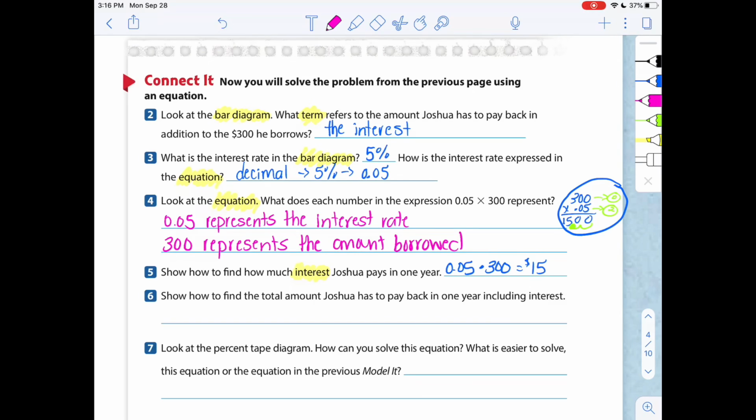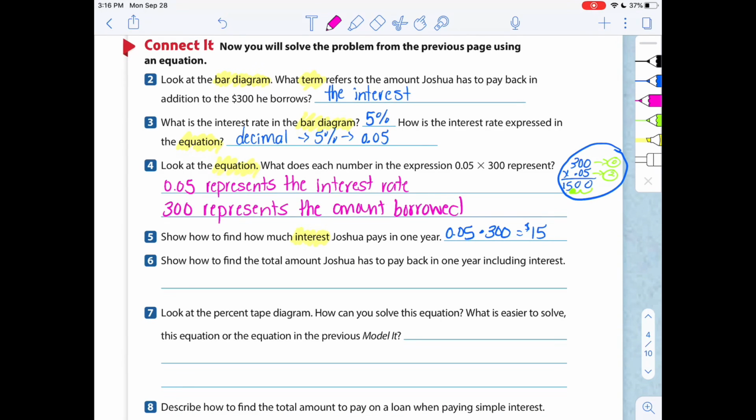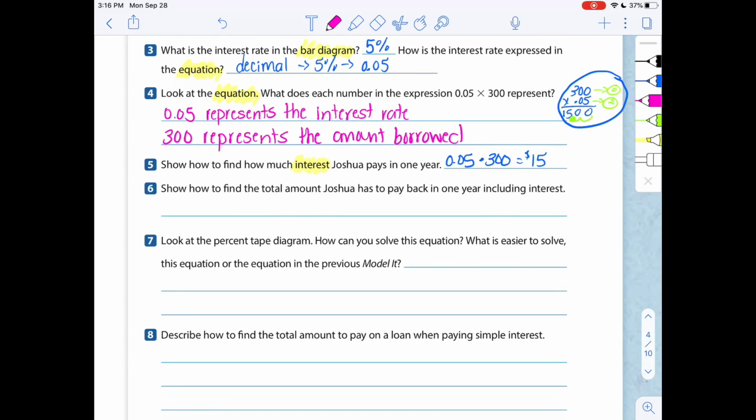Next, we want to show how to find the total amount he's going to pay back in 1 year, including that interest. So remember, how much did he borrow to begin with? He borrowed $300, plus he has to pay back that interest. Well, we just calculated in number 5 the amount of interest, so plus $15. And those two together give us a total of $315 that he will need to pay back by the end of the year.